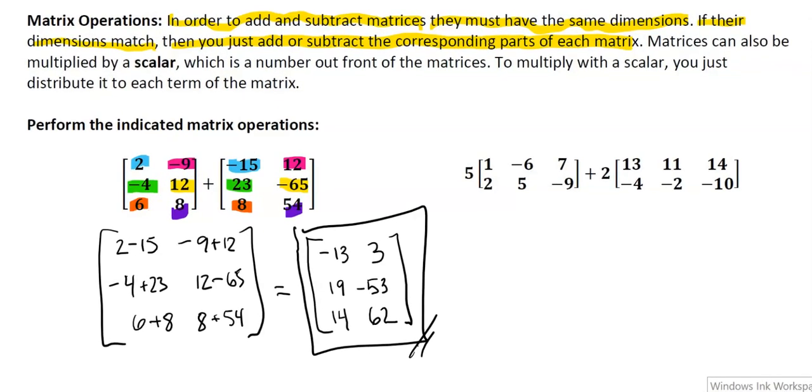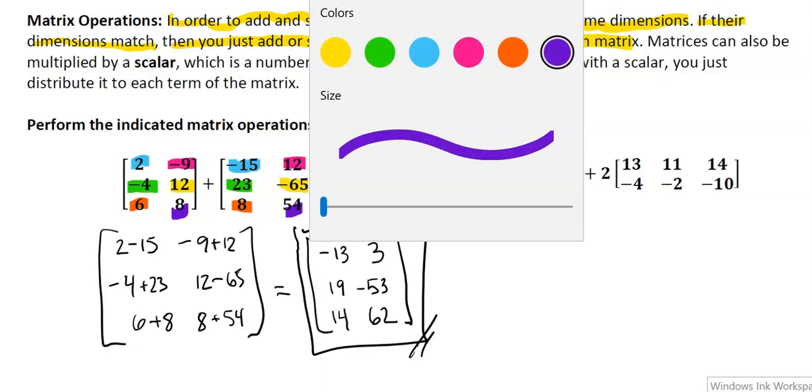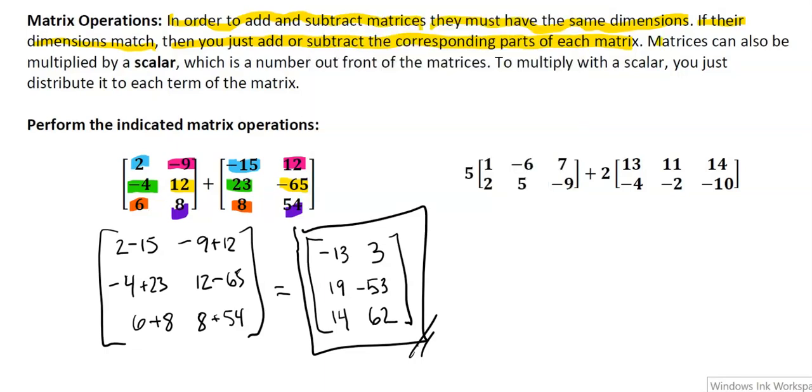All right, on this part here, reading on in our paragraph up above, matrices can also be multiplied by a scalar, which is a number out in front of the matrices. To multiply with a scalar, you just distribute it to each term of the matrix. So here I'm multiplying by 5, and over here I'm multiplying by 2.